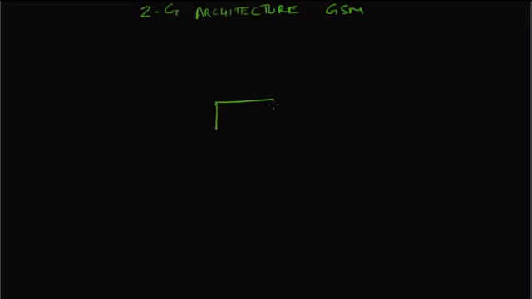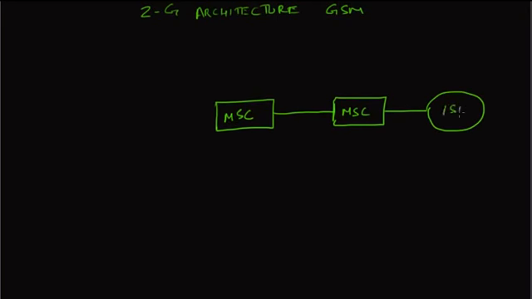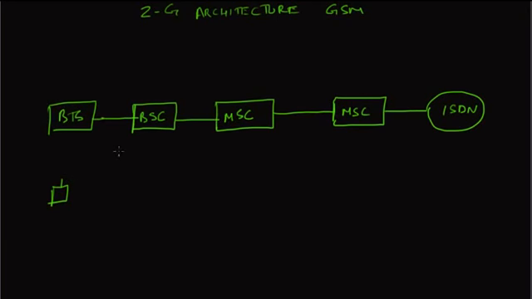So let me draw an MSC here. MSC. Let me connect that with another MSC. Then this goes to an ISDN network. Now MSC, as we all know, is connected to the BSC, base subsystem controller, which is connected to the BTS, base transceiver subsystem. The functions of all these small boxes I'll be covering in a little bit of detail, just not that much of a detail, but just a little bit.